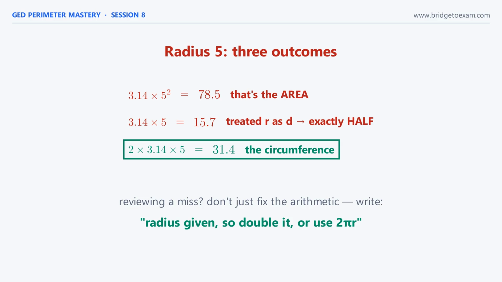When you review a miss, don't just fix the arithmetic. Write radius given, so double it. That targets the decision that caused the error.